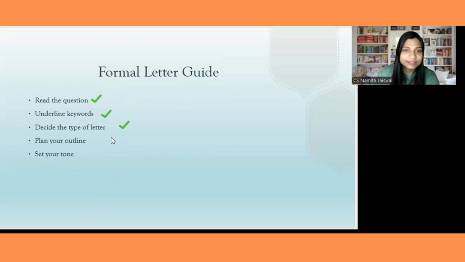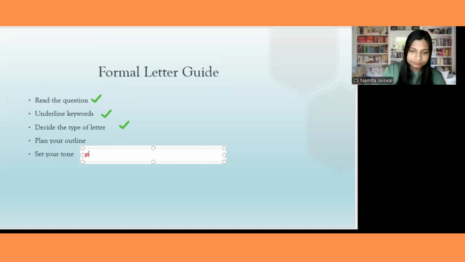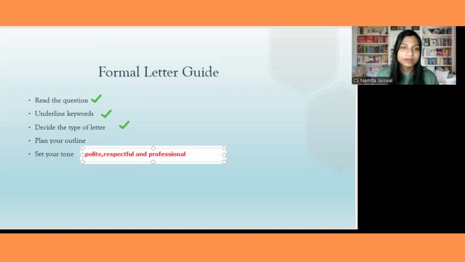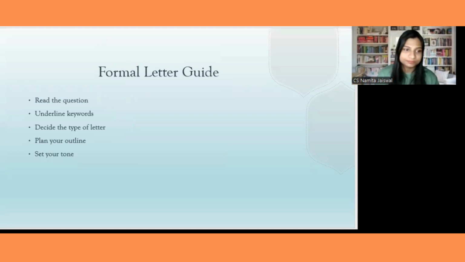Now, the next step here is to plan a clear outline to organize your points logically and set a formal and respectful tone throughout the letter, right? So in a formal letter, the tone should be polite, number one. Number two, it should be respectful and professional. Okay, is this clear? Now, let's move on.